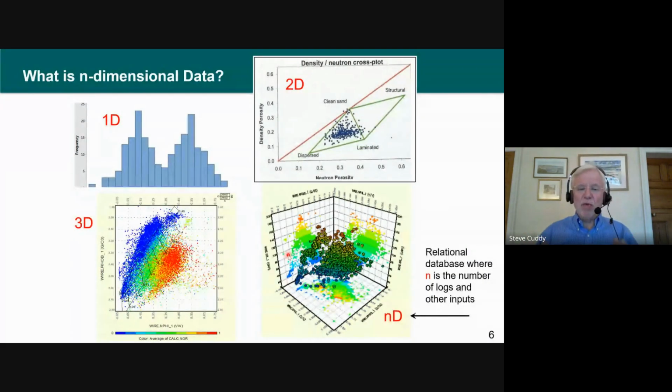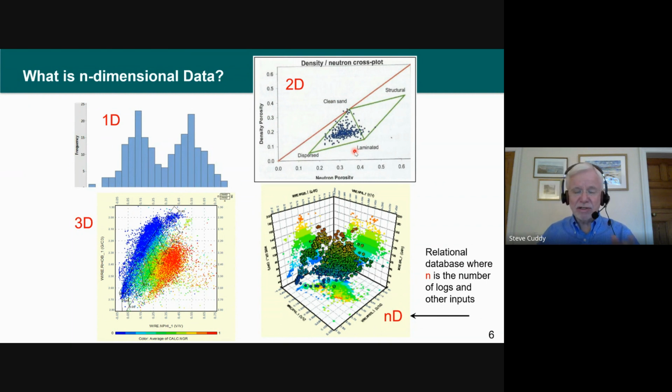Now we have the data, we load it to an n-dimensional database. Now what do I mean by an n-dimensional database? Consider a one-dimensional display of data, say density. This is shown in the top left here, one-dimensional. Sometimes this is called a frequency plot or a histogram. A two-dimensional picture of this database would be a cross plot, as shown here. So by plotting density against neutron porosity, it gives you some information.